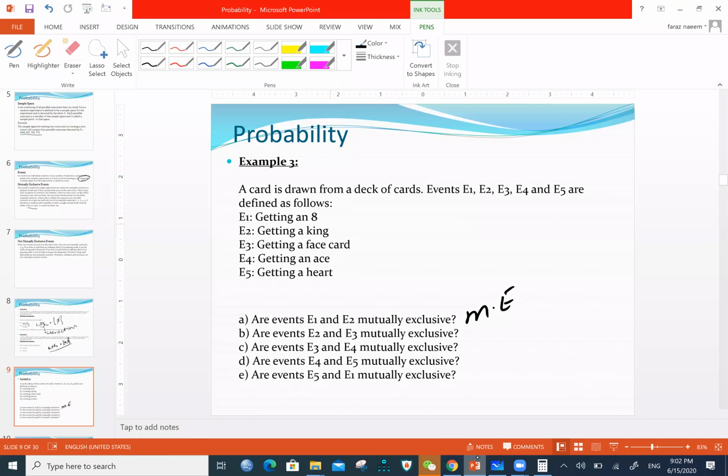Now, events E3 and E4, face card and getting an ace. Now, this is mutually exclusive. They cannot occur together in any way. Now, events E5 and E1, getting a heart, getting an 8. Who can tell me this? Yeah, that is possible. Very good. So it is not mutually exclusive, because you can get a heart with 8.